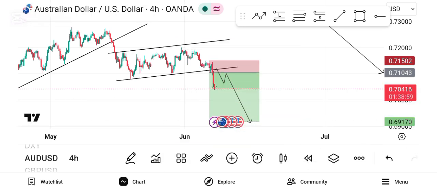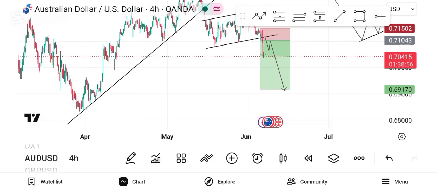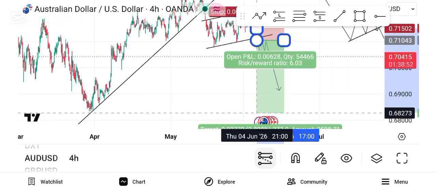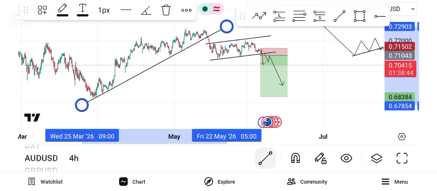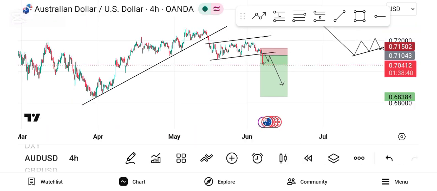I expect price to drop further because overall I'm targeting price to fall to the low here. So this is just it. There was a breakout of the bigger trend line when we saw an uptrend, and then we now waited for price to form a pattern for us to join the drop to the downside.